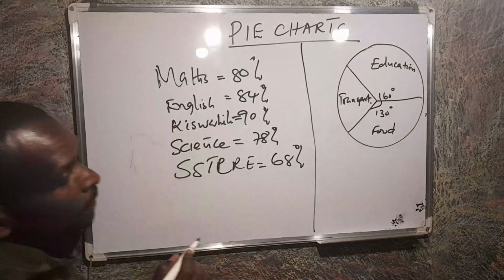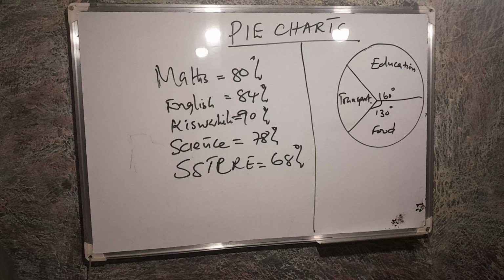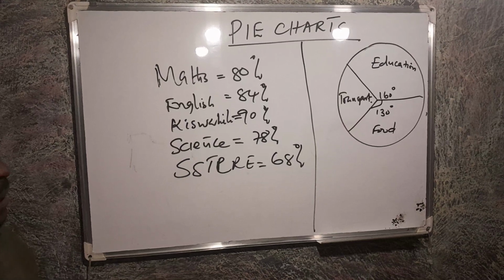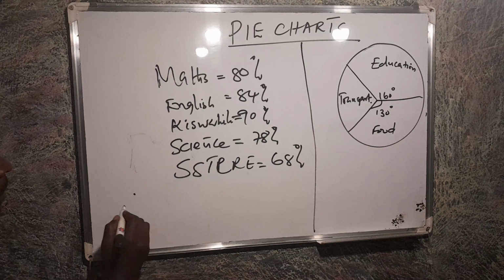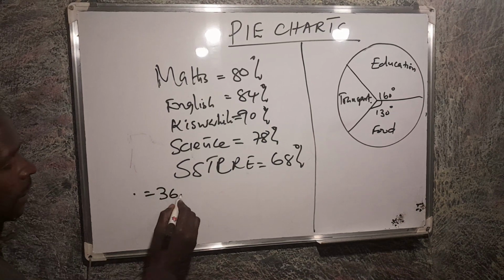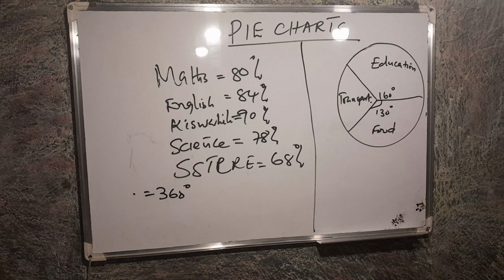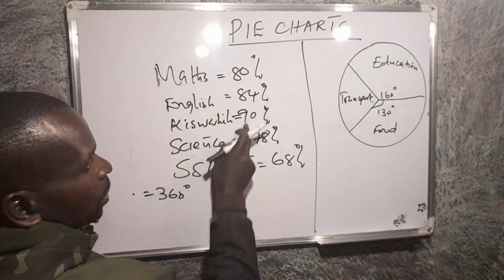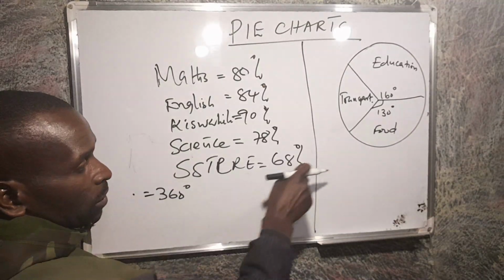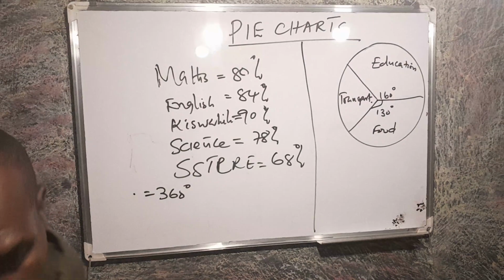Have you calculated? What have you got? What do you do? The steps are: we know angles at a point are 360 degrees. So for all the total marks, how many subjects are these? 2, 3, 4, 5. Remember, the maximum score you're supposed to get is 100%.